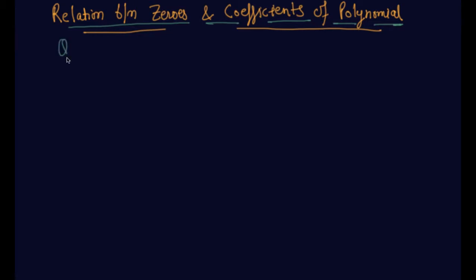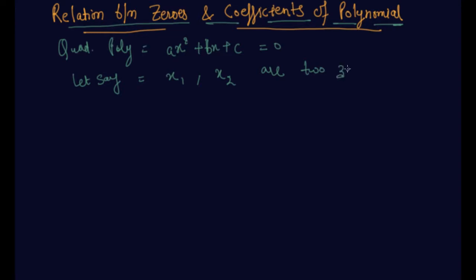Let me write a quadratic polynomial first. ax square plus bx plus c equals 0. So what is the relation between zeros? Let's say x1 and x2 are two zeros or roots of the quadratic polynomial. Basically, zeros are those values at which the polynomial gets the value of 0. So at any value of x1, if the polynomial value becomes 0, this is why it is called a zero of the polynomial or a root of the polynomial.